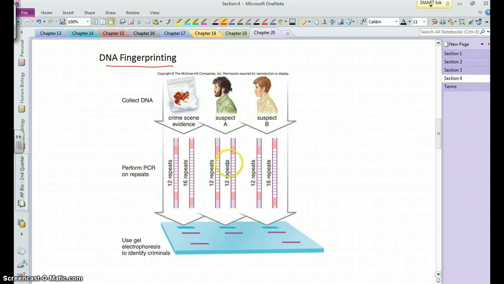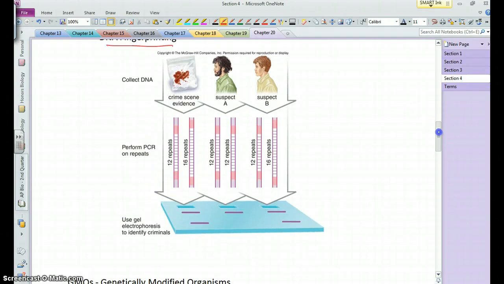Now, suspect A, you can see he has the 12 repeat, but he's homozygous for that. So he only has one band that shows up. There are two pieces, but they essentially overlap, so they appear as one band. Suspect B, on the other hand, you can see his DNA matches that from the crime scene. He has the 12 and the 16.